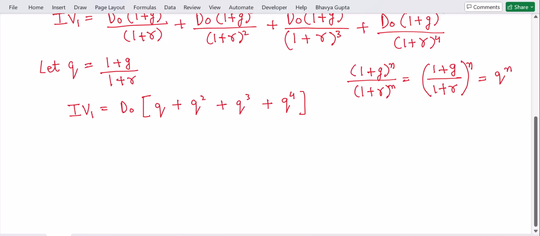Let's solve for this. Before solving for this, let's see the format for a GP series. So how does a GP series look like? If we find out the sum of a GP series, what will be the sum? Let's say we denote the sum of a GP series by Sn. So Sn equals A plus AR plus AR square plus AR cube plus AR4 plus AR5 and so on.